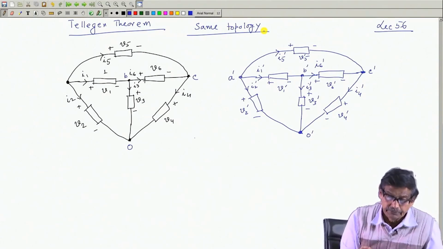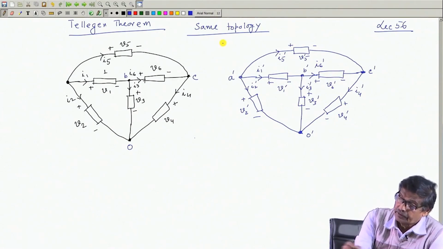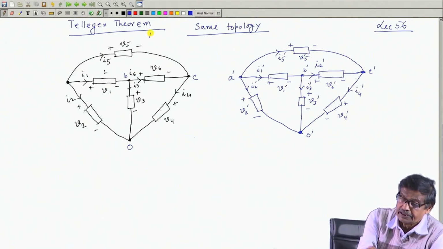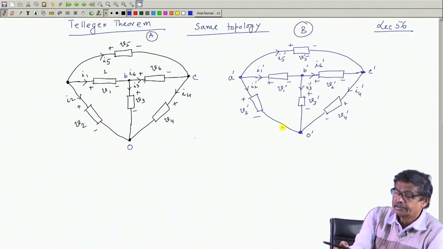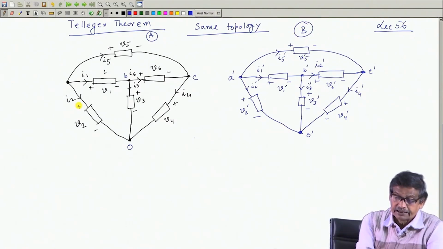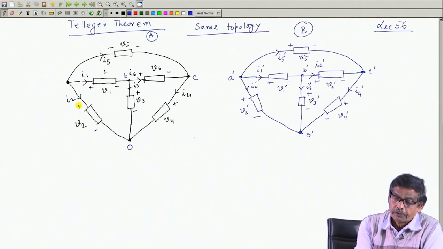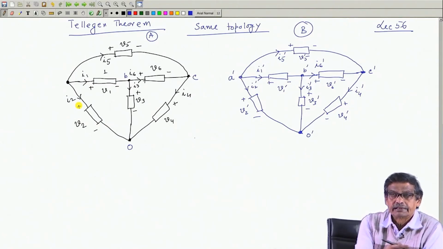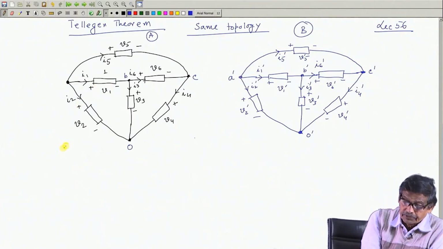Then about one thing I am certain. Suppose I forget about the second network, this is network A and this is network B, where all the quantities I have marked with primes. Now, in this network, at least this thing I know: if I calculate the total power absorbed by each element and sum them up, that must be equal to 0.